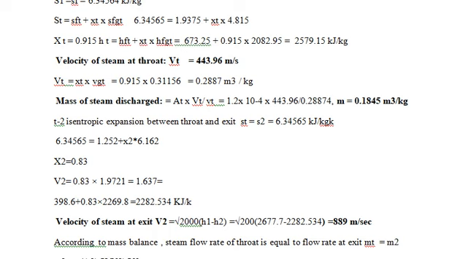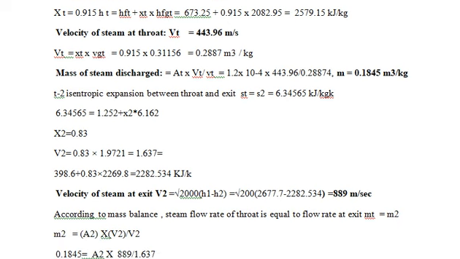ST equal to 6.34565 kJ per kg Kelvin. Then put all the values, we are getting the value of X2 equal to 0.83, the dryness fraction. Then find out the v2 value, and the v2 equal to 0.83 into 1.973 equal to 1.635. Put all these values, you will get the v2 value.